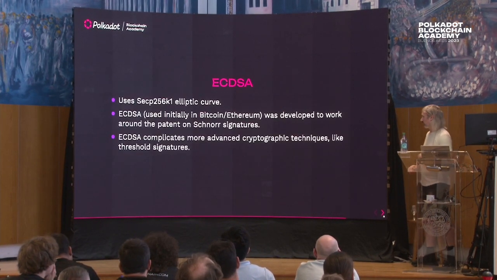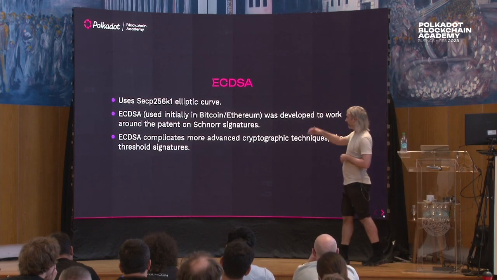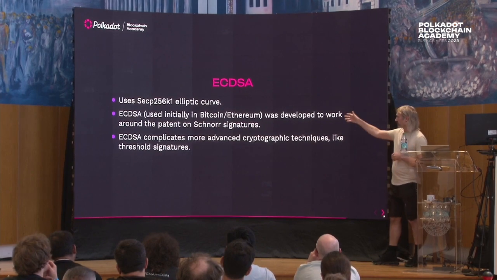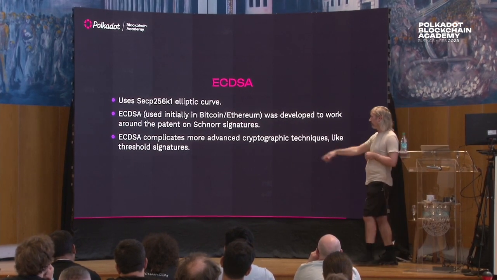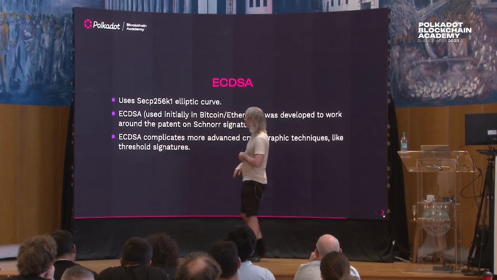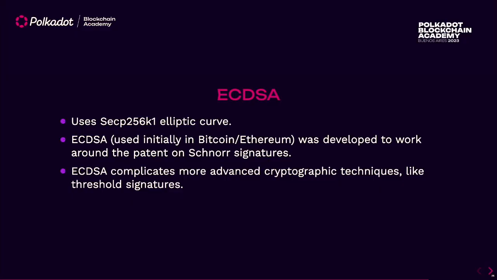Okay, let's look at some of the signature schemes. ECDSA: Bitcoin and Ethereum used it. It's a bit old now, a bit long in the tooth. It uses the Koblitz curve. There is another curve, maybe secp256r1.